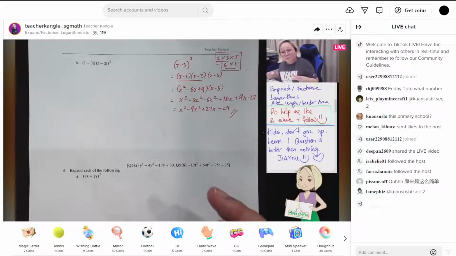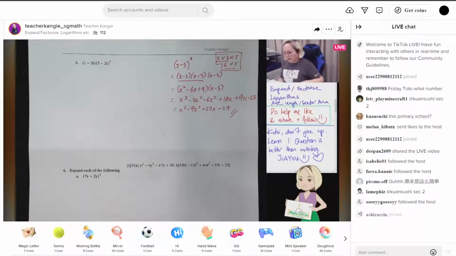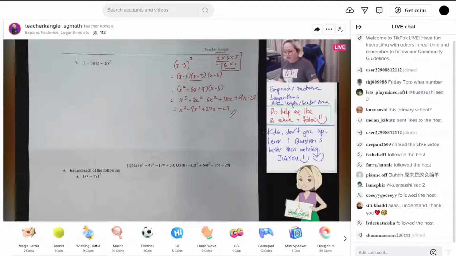Don't ask me to the power of 4. EMath will not test you to the power of 4, because to the power of 4, you will use binomial, which is in AMath. They will not ask you to rainbow 4 brackets. I think you would take ages. Not impossible, but you're going to take ages.